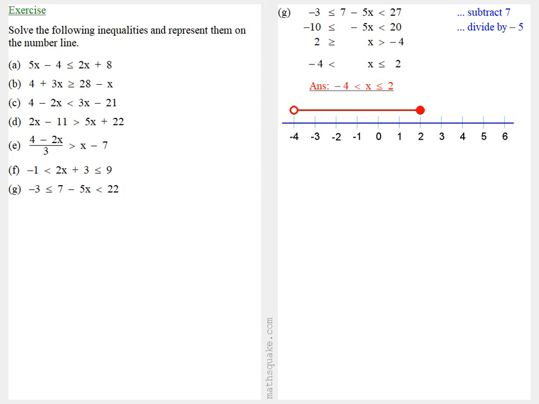So when we draw it on the number line, we're going to draw a circle above minus 4, which is left hollow because x cannot equal minus 4, and a circle above the 2, which is filled in because x can equal 2. And then we join those two with a line because x can take any value between those two numbers. And that's our solution.